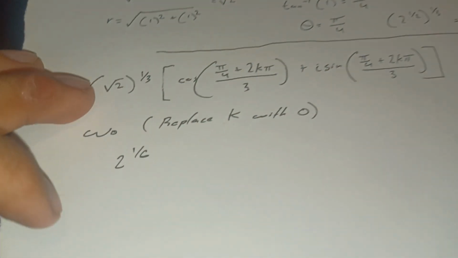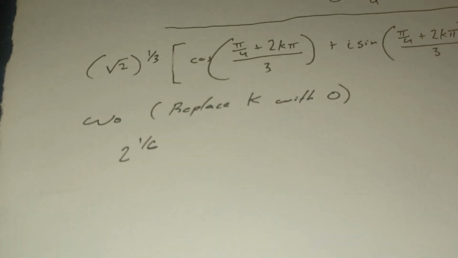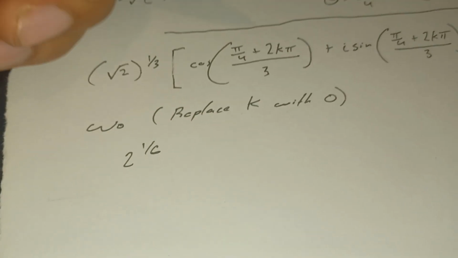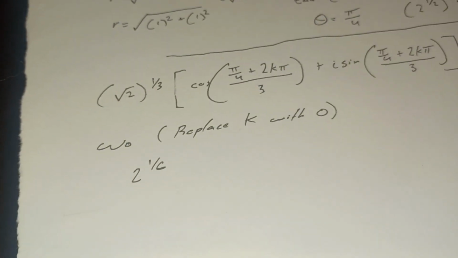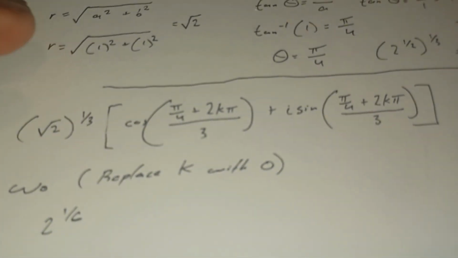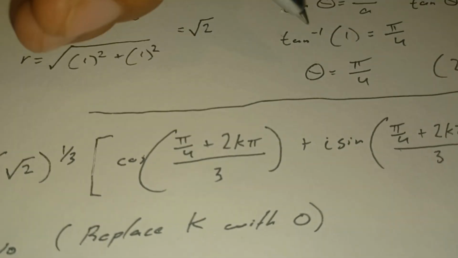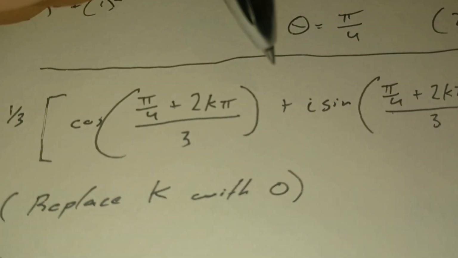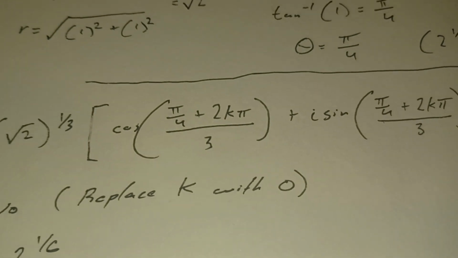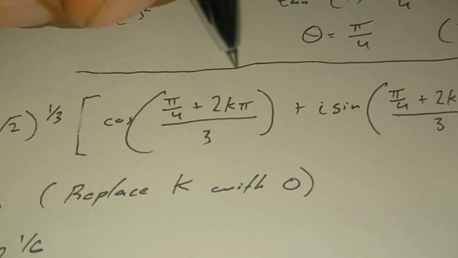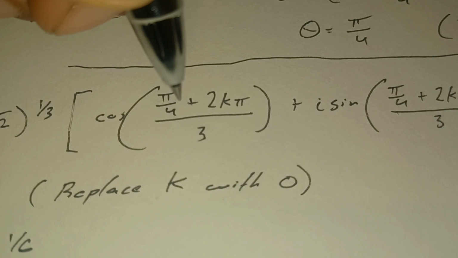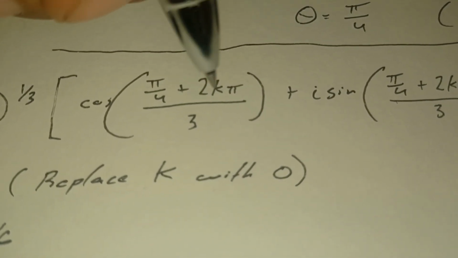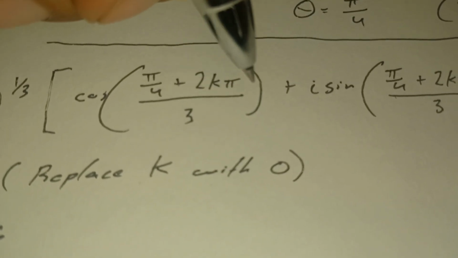And now let's go ahead and basically replace k with 0. So 2 times 0 is 0, times pi. 0 times pi is obviously going to be 0, so we're only left with pi over 4, divided by 3. Remember, replace k with 0, and anything multiplied by 0 is 0. So this is just going to be one big 0.